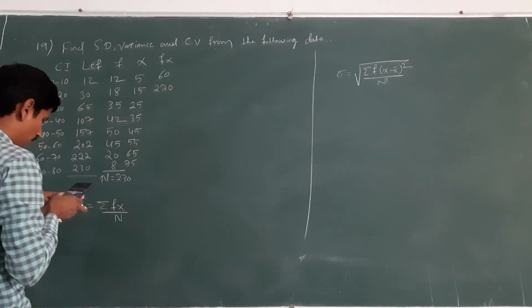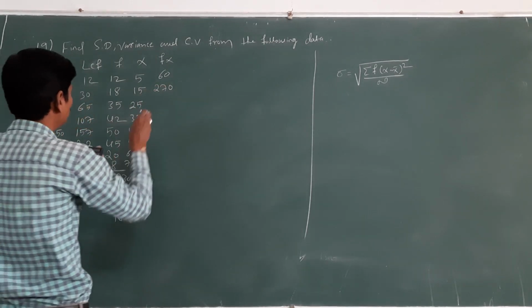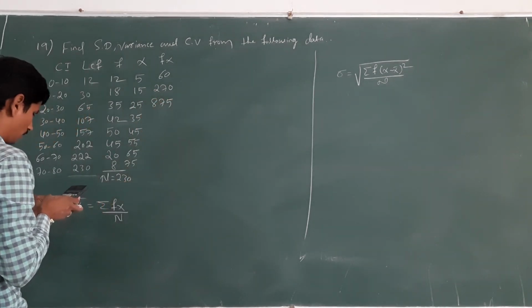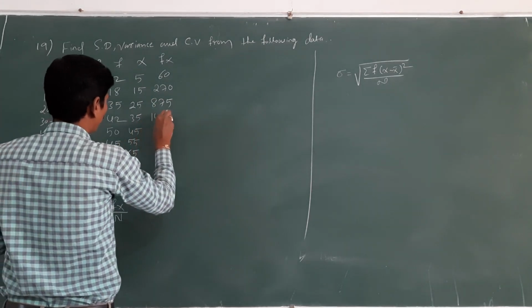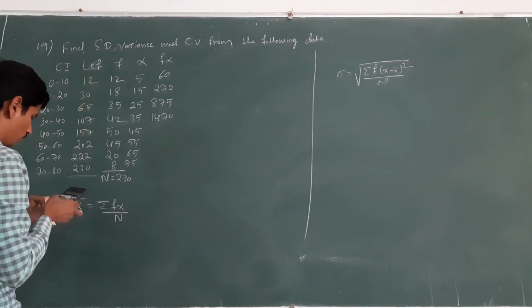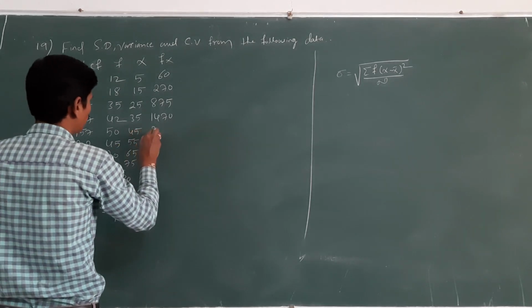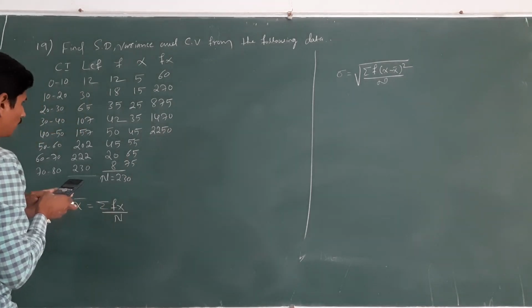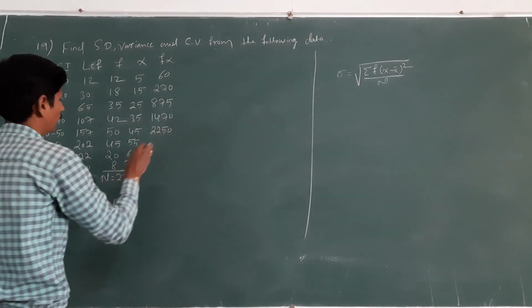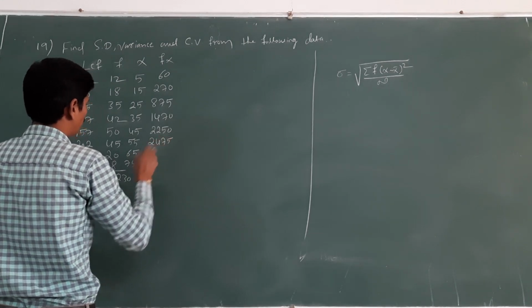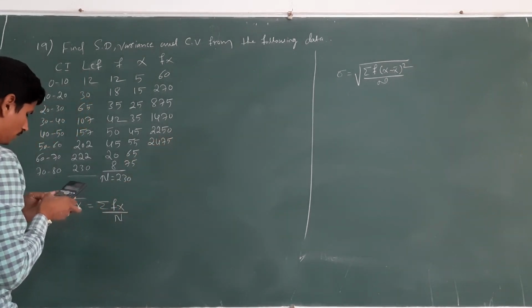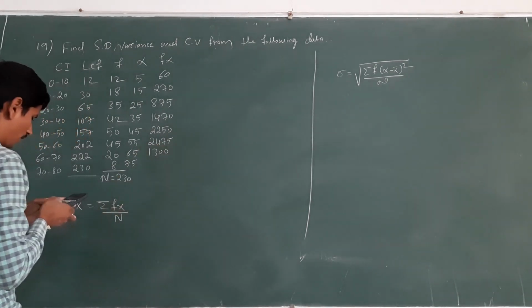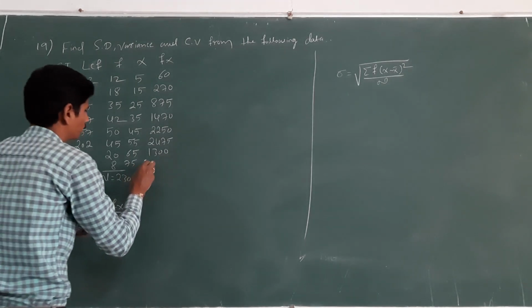The next 35 into 25, 875. 42 into 35, 1470. 50 into 45, 2250. The next 45 into 55, 2475. The next 20 into 65, 1300. The next 75 into 8 is 600.